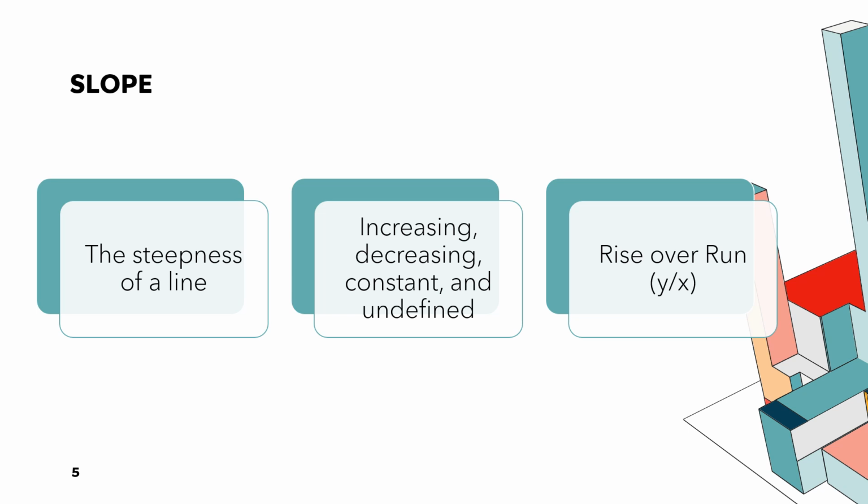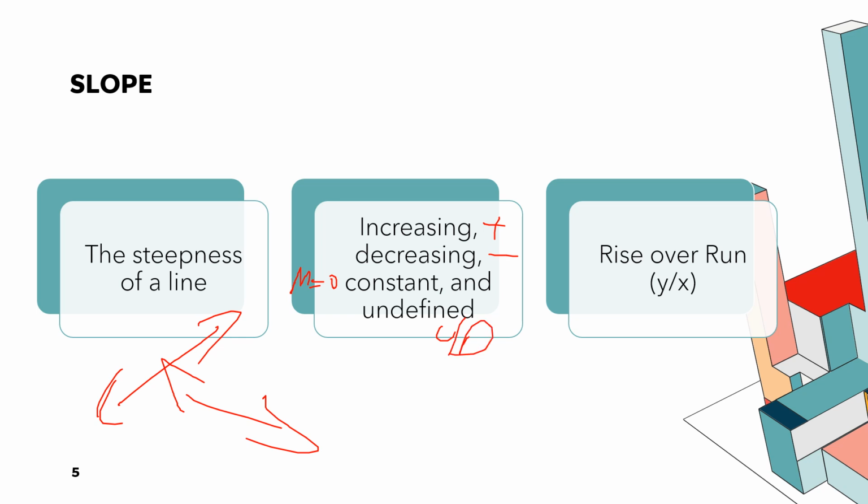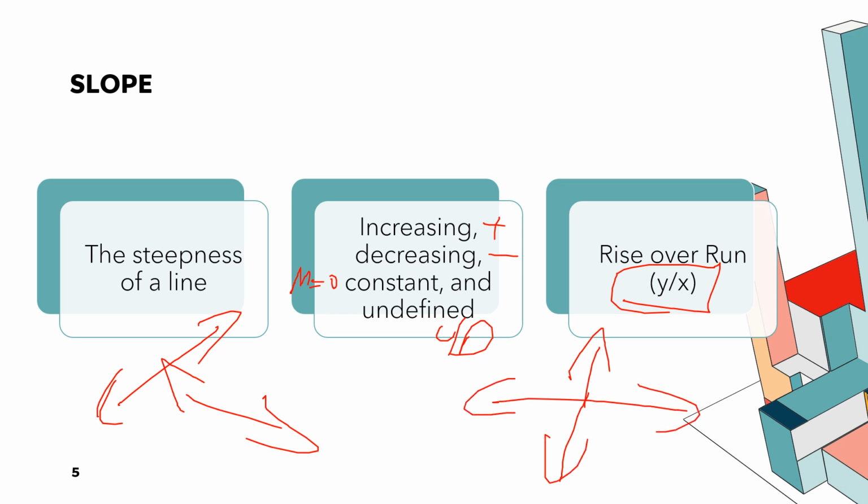So slope, just once again, slope is just how steep a line is. Whether it's going up or down, it's the steepness. We have it here, it's increasing. Remember, increasing slope is a positive number, decreasing is negative, constant is 0, and undefined is undefined, and it's y over x. Y is your y-axis, x is your x-axis, y, x.